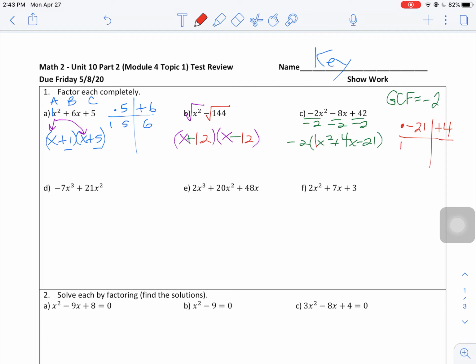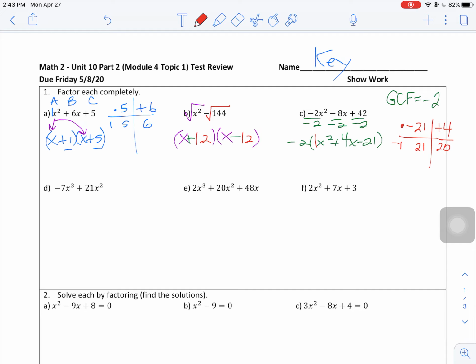So 21 divided by 1 is 21. If I'm trying to multiply to a negative number, one of my numbers has to be negative. If I'm trying to add up to a positive 4, I need my bigger number to be positive and my smaller number to be negative. So I'm going to put a negative sign on the 1. Negative 1 plus 21 is 20, so that does not work. I'll try the next number.